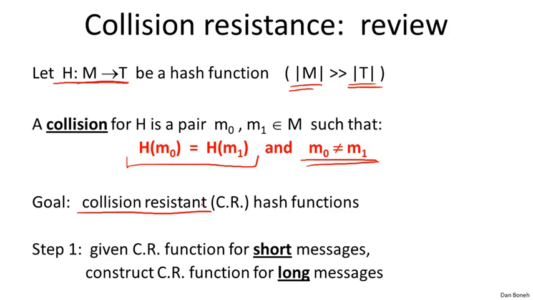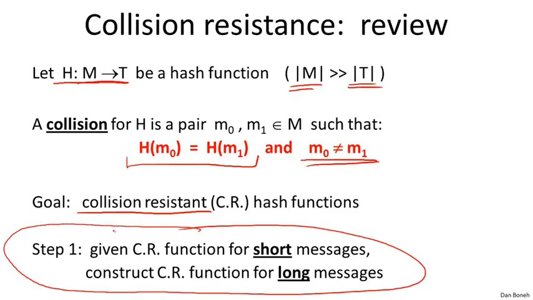And our goal is to build collision-resistant hash functions, namely functions where it's hard to find even a single collision. Even though we know many collisions exist, no efficient algorithm can even output a single collision. So we're going to construct these collision-resistant hash functions in two steps. The first step, which we're going to do in this segment, is to show that if you give me a collision-resistant hash function for short messages, we can extend it and build a collision-resistant hash function for much longer messages. In the next segment, we'll actually build collision-resistant hash functions for short messages.